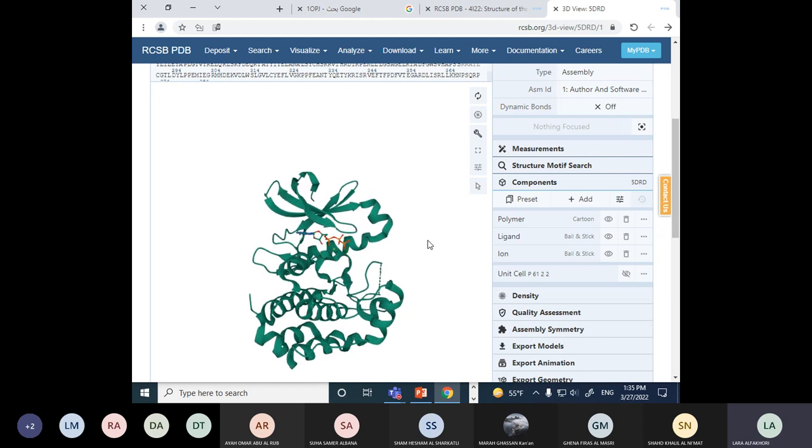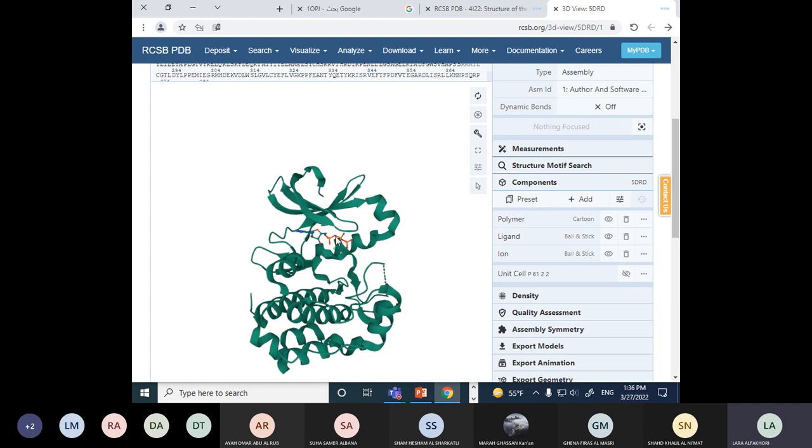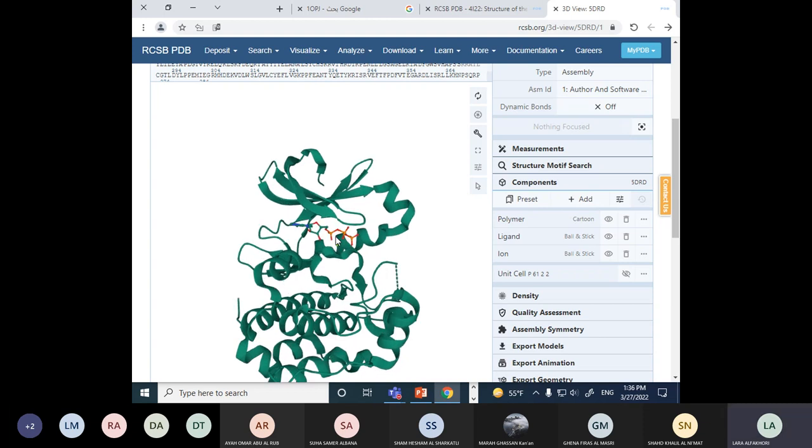Now, what connects an N loop to the C loop, this loop you see in here, that's called the hinge region. The space in between the N loop and the C loop is where an ATP binds. That's the ATP structure. Let me zoom in to see that structure closely, and we'll see the interactions it makes.